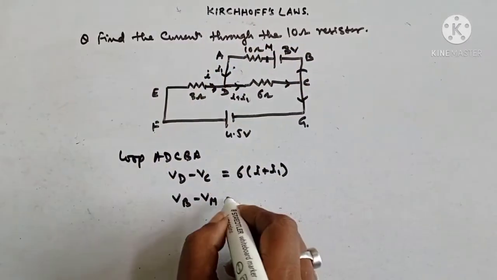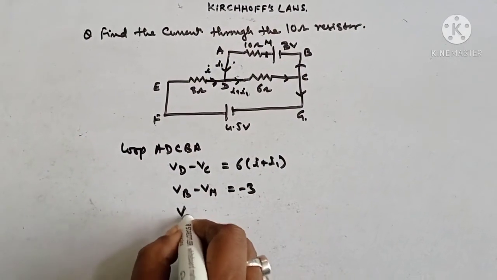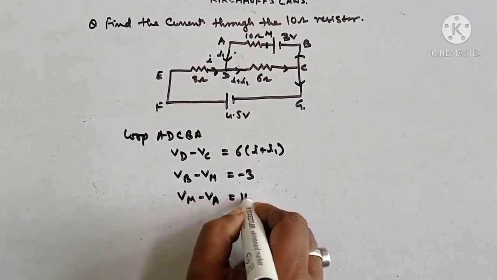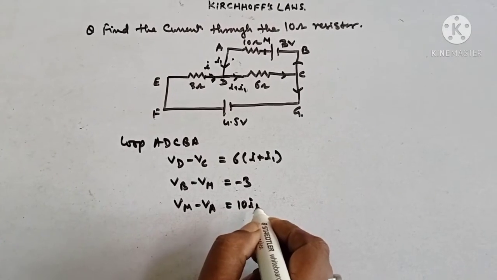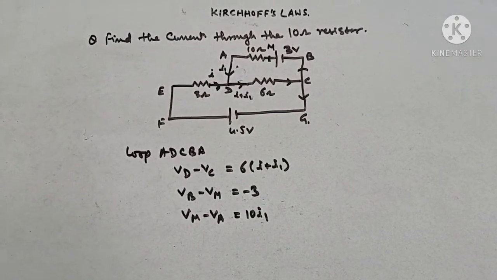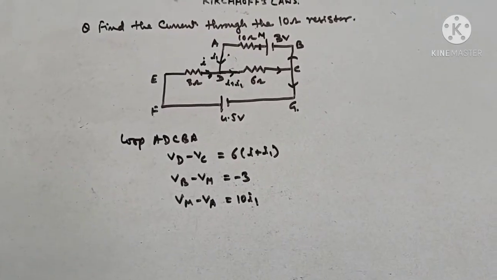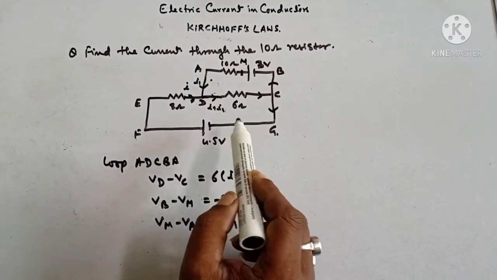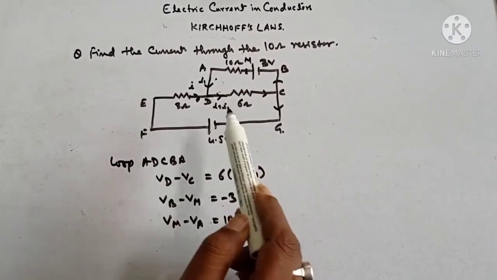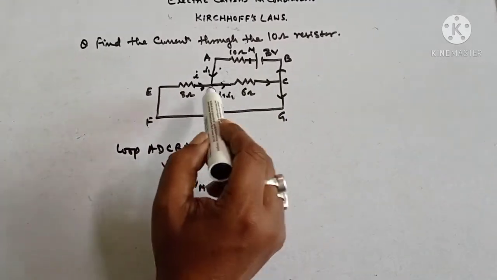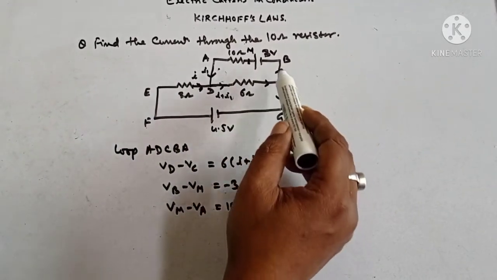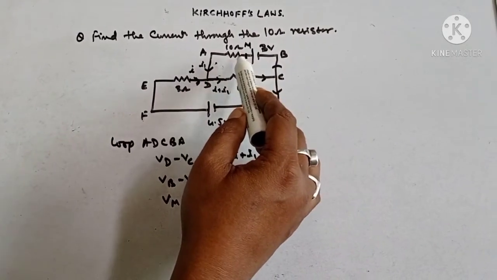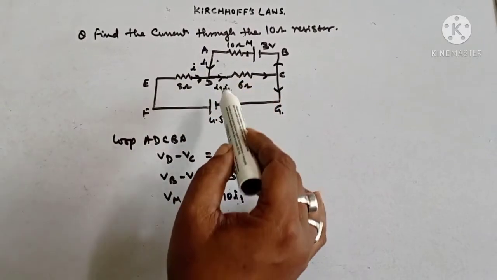And again here you see VB minus VM, from lower to higher, so this is minus 3. VM minus VA, again here you see this is equal to 10 into I1. So in this loop, VD minus VC is this, VB minus VM is minus 3 from lower to higher, and VM minus VA is this.